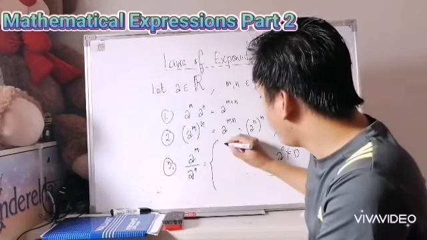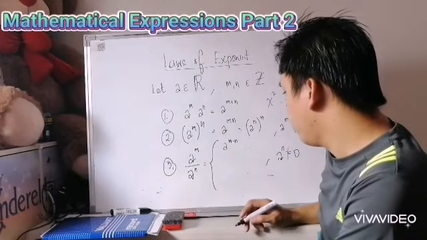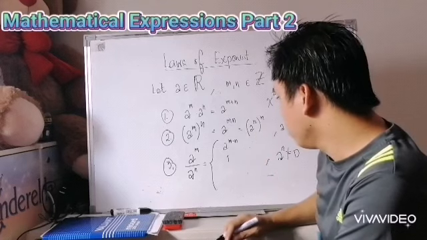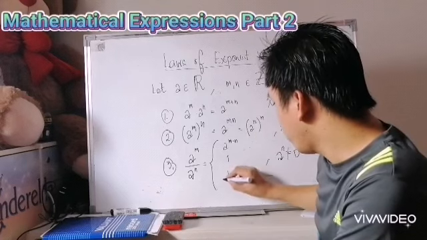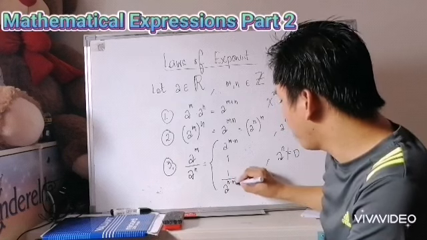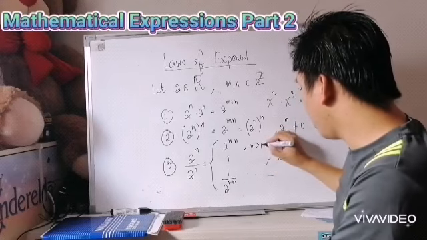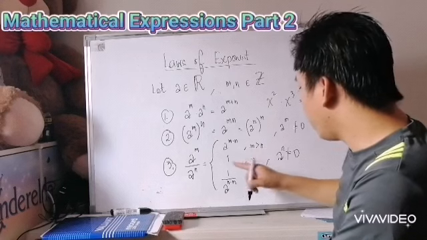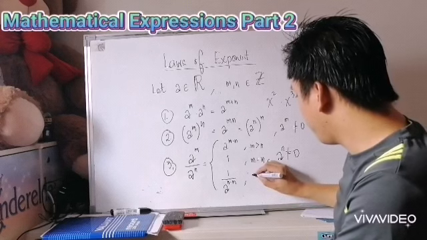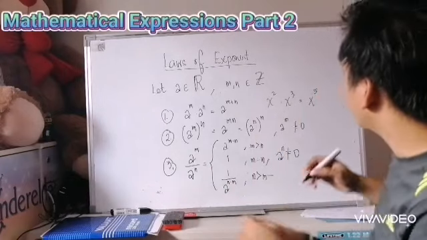three cases. Either we get a to the m minus n, we get 1, or we get 1 over a to the n minus m. We get the first if m is greater than n, we get 1 if m equals n, and we get this last one if n is greater than m. That's it.